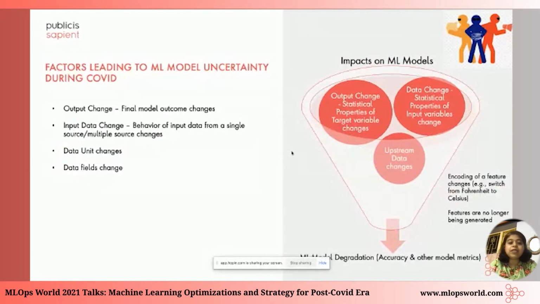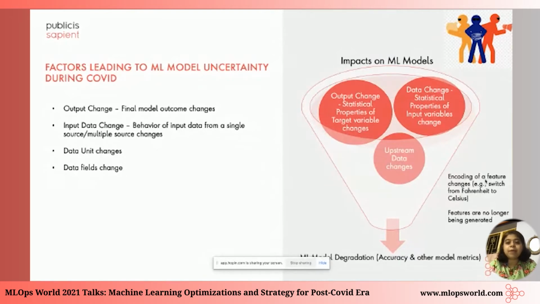This outcome is a reflection of the change of the input data, the customer behavior from a single source, or there could be multiple sources. The unit may change. Sometimes we do a temperature analysis in centigrade, sometimes in Fahrenheit, and some of the data fields may change. There could be new features coming in. There could be entirely old features which need to be dropped. So are we always looking at these models and understanding that these features are necessary for the model outcome? And when we talk about change, the data statistical properties change, the input variables change.